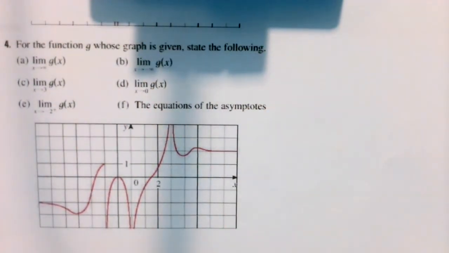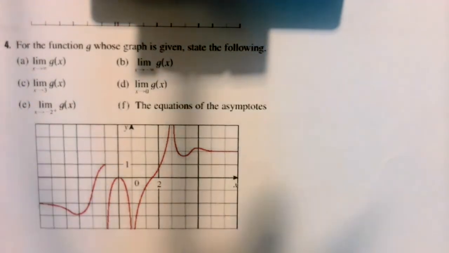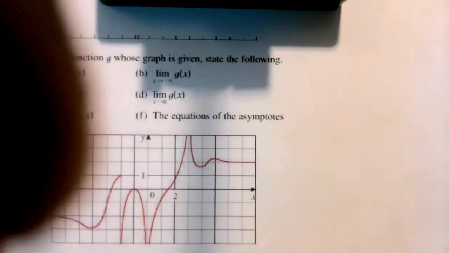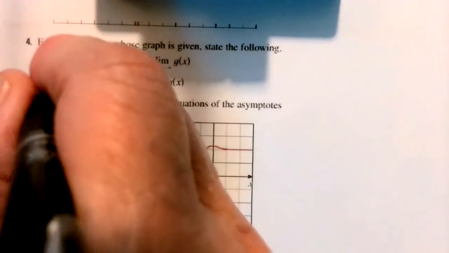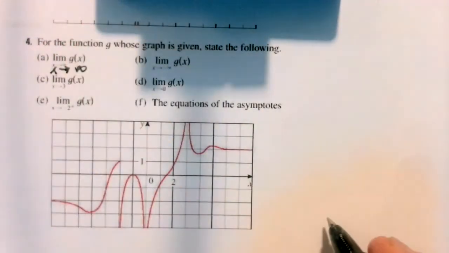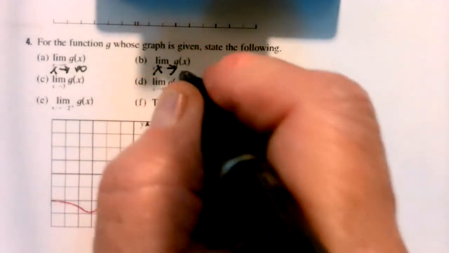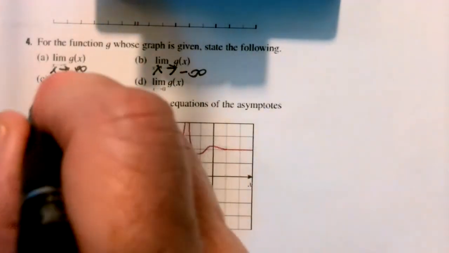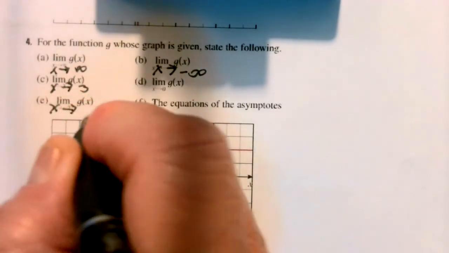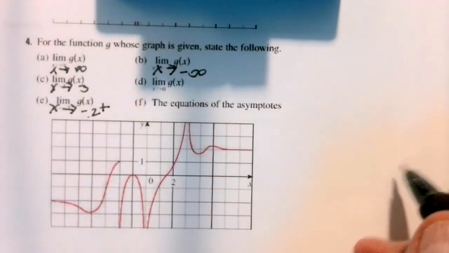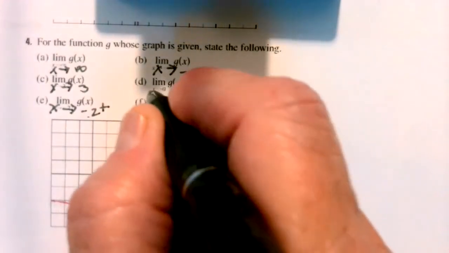Okay. So for the function g, whose graph is given, state the following. So we're going to state some limits here. This is saying x going to infinity. In case you can't read it, that's saying x going to infinity right there. And this one's saying x going to negative infinity. And this one is saying x going to 3. And this is saying x going to negative 2 from the plus side. And this one is saying x going to 0.